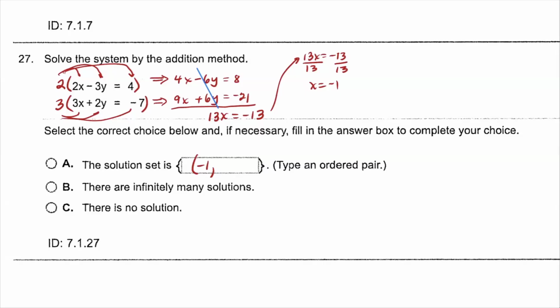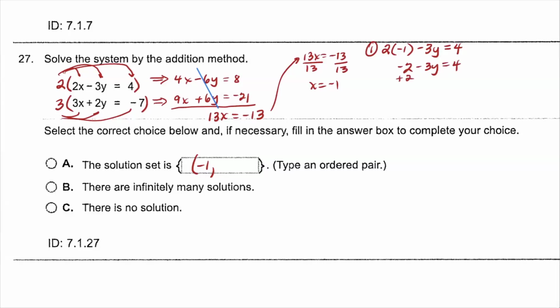So we go back and we insert a negative 1 into one of the original equations, either the first one or the second one. I'm going to choose the first equation and put 2x minus 3y, but x is negative 1, minus 3y equals 4. And now I have to solve for y. We already know what x is. We're replacing x with negative 1 so we can find y. So 2 times negative 1 is negative 2. Then minus 3y equals 4.